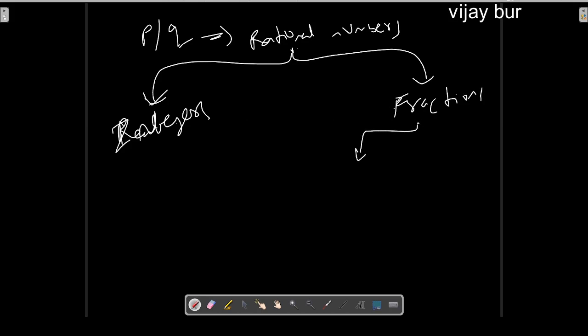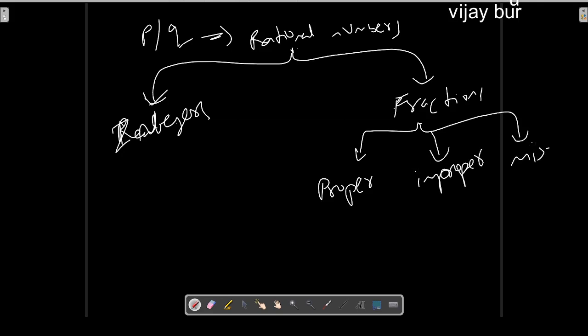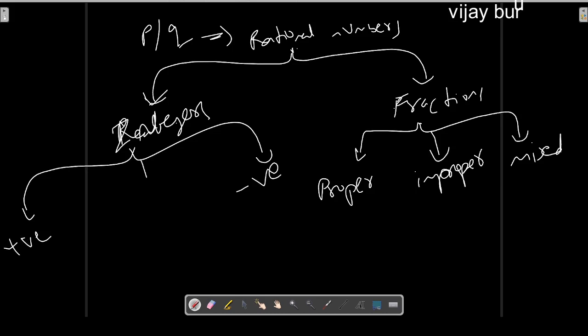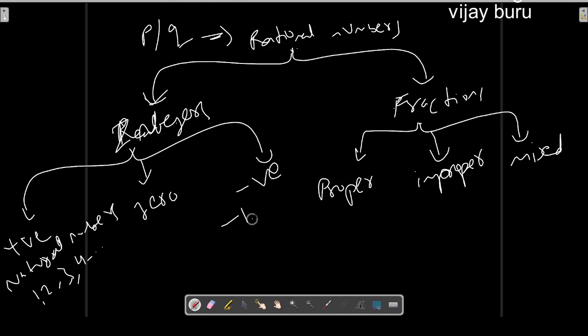Fractions are again divided into three types: proper fractions, improper fractions, mixed fractions. Integers are also divided into three types: positive numbers, negative numbers, and zero is also included in the integers. Positive numbers are also called natural numbers. Examples of natural numbers are 1, 2, 3, 4, and so on. Examples of negative numbers are -1, -2, -3, and so on.